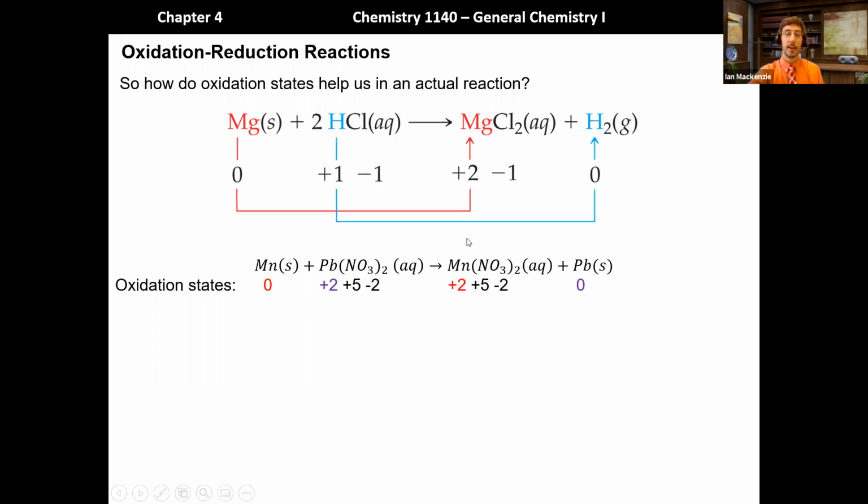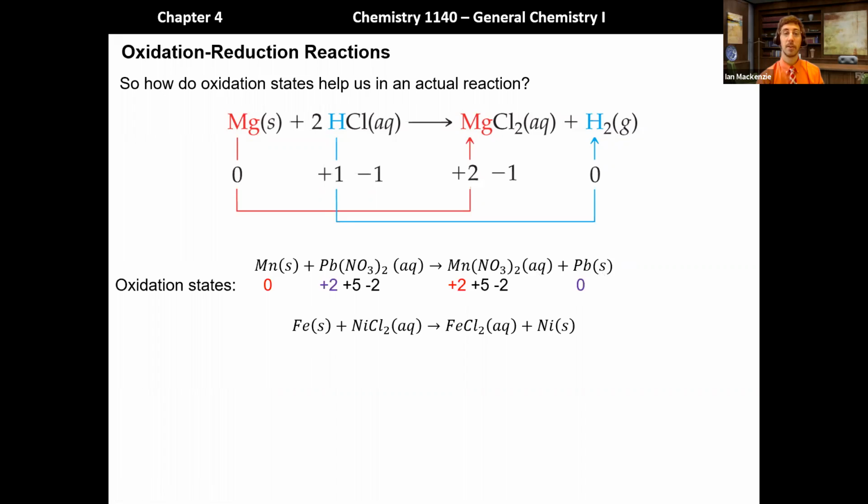On the product side, I can go through and see that nothing's changed with the nitrate ion as well. So nothing's changed with the oxidation state of nitrogen or oxygen. But manganese now would have a +2 charge, and lead is now uncharged in its elemental form. So we've gone from 0 to +2 for manganese. It's lost 2 electrons. It has been oxidized. Lead has gone from +2 to 0. It has gained 2 electrons. It has been reduced.